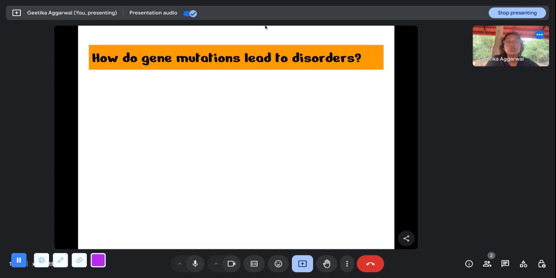So, how do gene mutations lead to disorders? Now that we've discussed what mutations are, what the different types of mutations are, how mutations occur, and what they can lead to, like silent mutations, missense mutations, and nonsense mutations, how do these gene mutations lead to disorders?